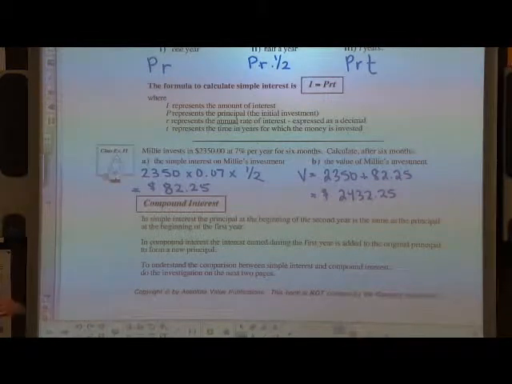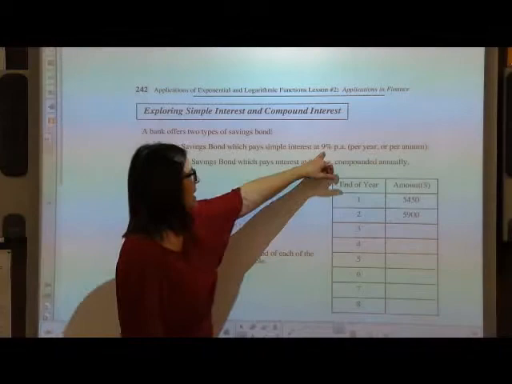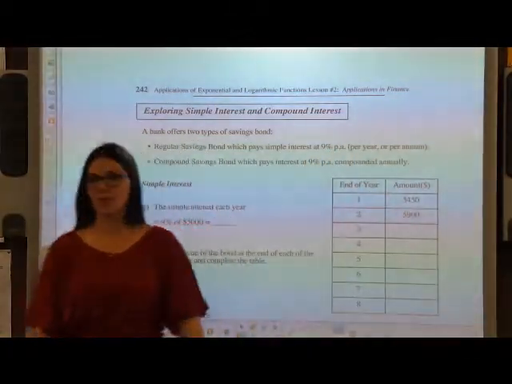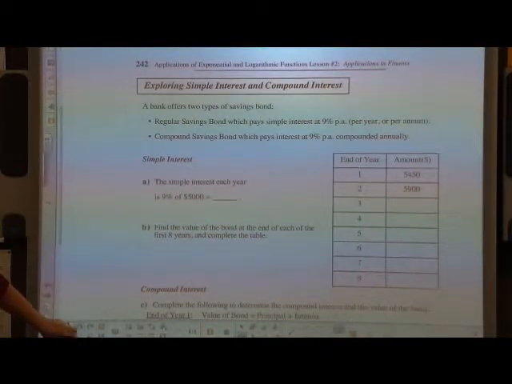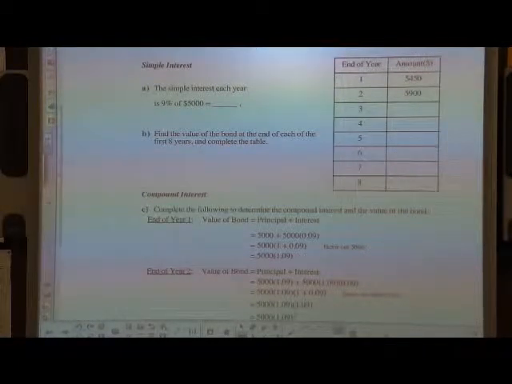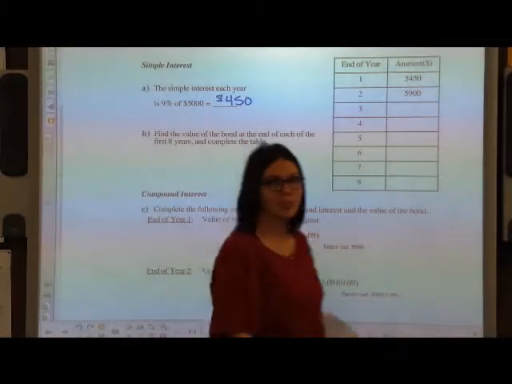There's an investigation that we can look at that shows us the difference between simple and compound. We look at savings bonds. There's 2 types of savings bonds I can get. I can get a regular savings bond that gives me 9% PA, which stands for per annum, and annum is a year. Or I can have a compound savings bond, which pays me 9% per annum, compounded annually. If I look at the simple interest side, 9% of $5,000 is $450. That's how much interest I earn each year.